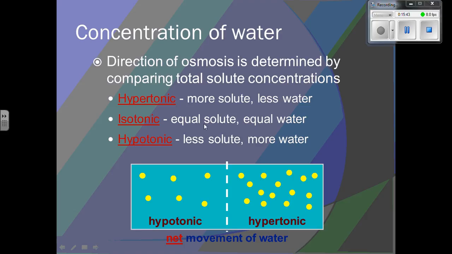Isotonic means that there's an equal amount of solute, an equal amount of water, and hypotonic means that there's less solute and more water. So if you look at this picture here, this is a hypotonic solution because there's less solute and more water. In the hypertonic solution, more solute, less water. It gets a little flipped when we start talking about where the water is actually going to go. So when we have this setup right here, this solution is hypertonic to the outside of the solution.